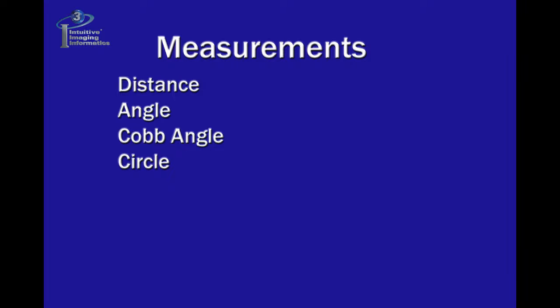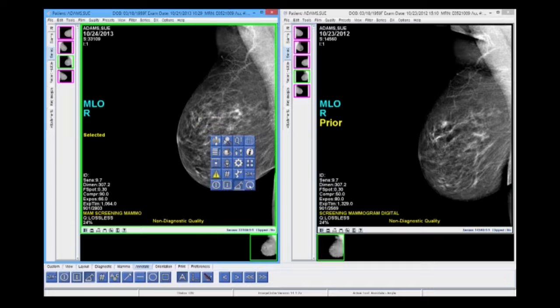Circle annotations are also available on the ImageQube. Once placed, an annotation may be picked up and moved to a different location at any time.